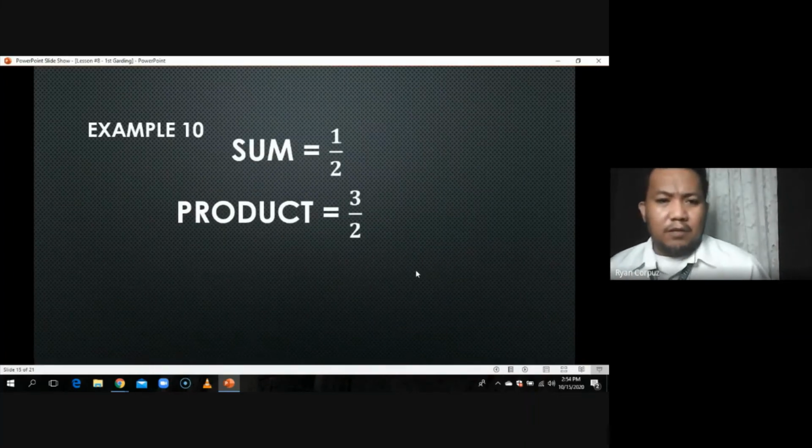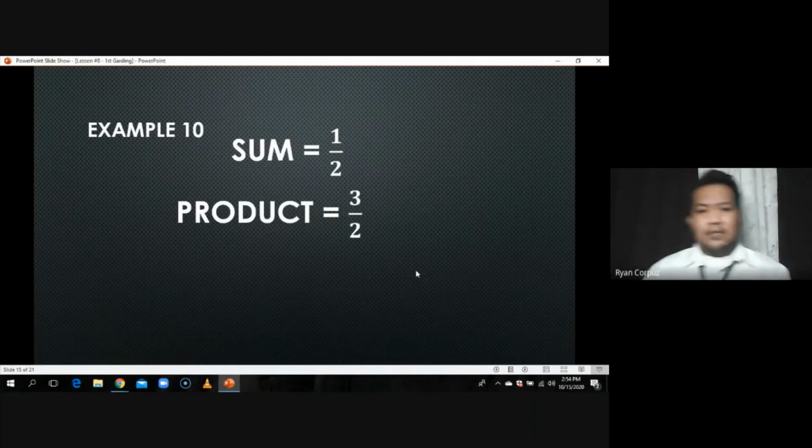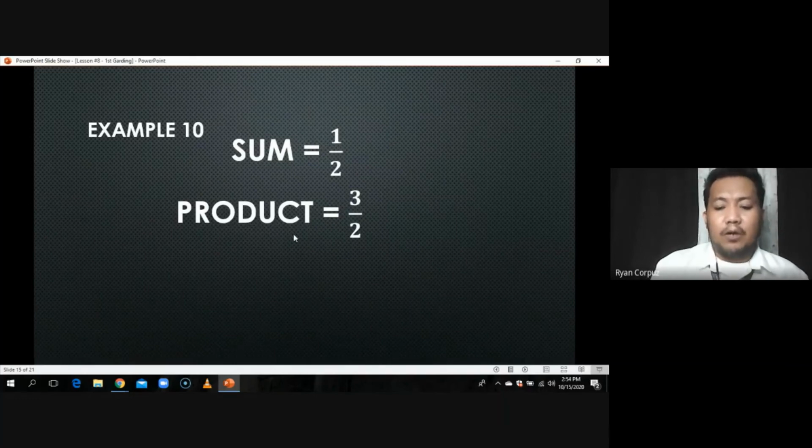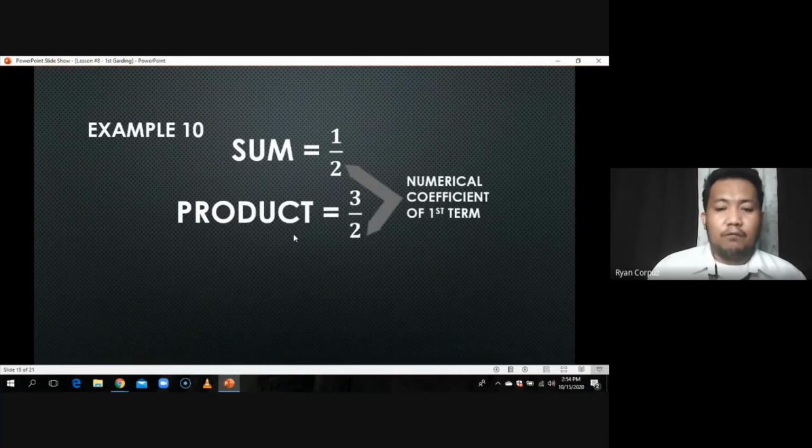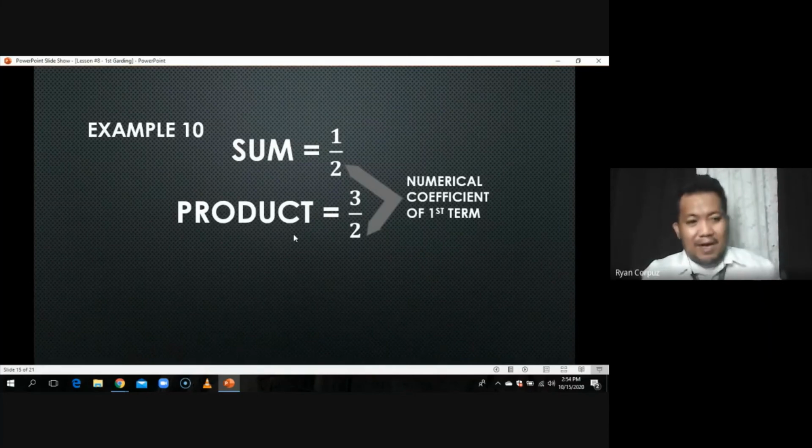What if fraction yung given sum and product natin? If it's a fraction, for example, with the same denominator, the sum is 1 half, while the product is 3 over 2. So if that is the case, unang-una, that denominators na parehas, that 2, which are the denominators of the sum and the product, would be the numerical coefficient of the first term, or the quadratic term. So it's not anymore x squared katulad ng examples na last natin. Since fraction yung given natin, yung pares sa denominator na yon will be the numerical coefficient of the first term.